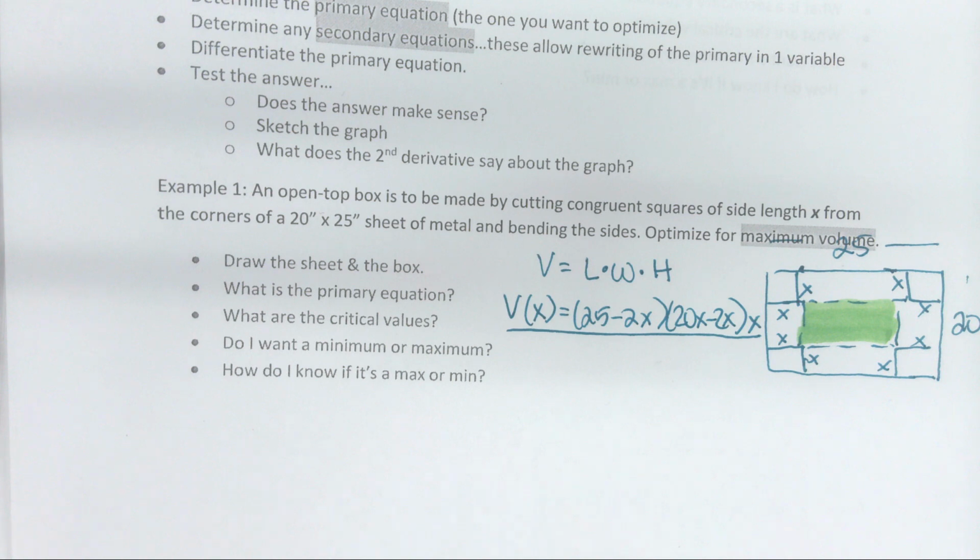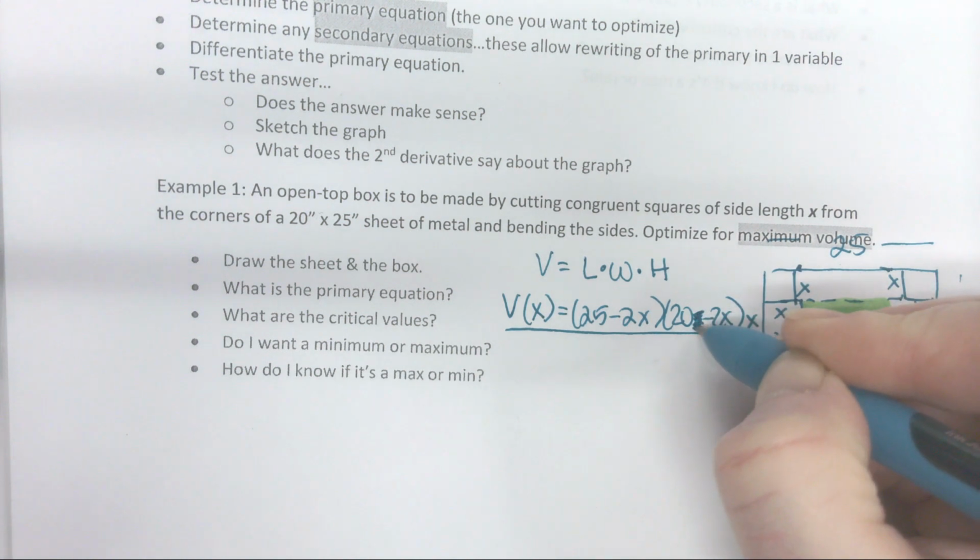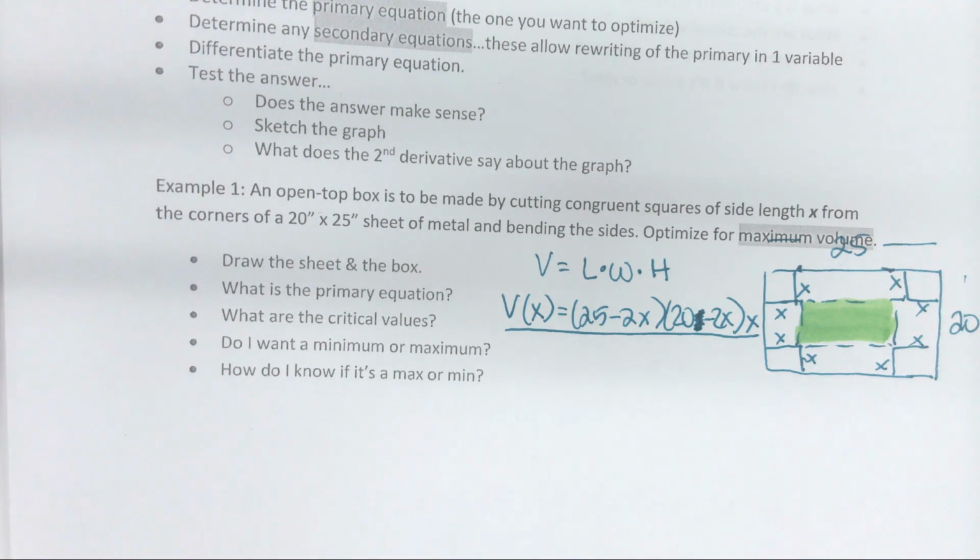So here's what we're going to do. We are going to multiply this out by hand. We are going to take the derivative. It is not a factorable one though, so we are going to have to use quadratic formula in our calculator. Yes? Is it supposed to be 20 or 20? 20 minus 2x. Thank you. 20 minus 2x. All right.